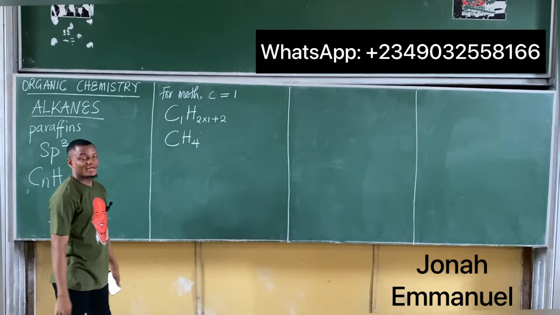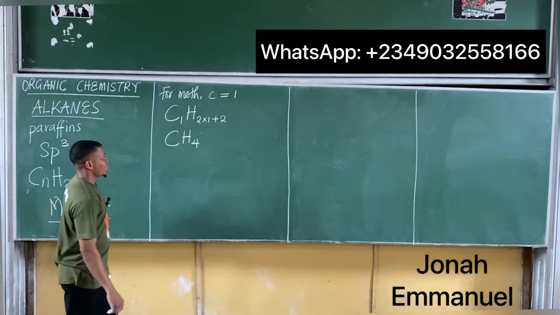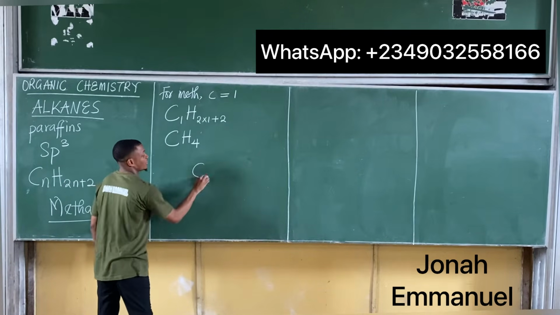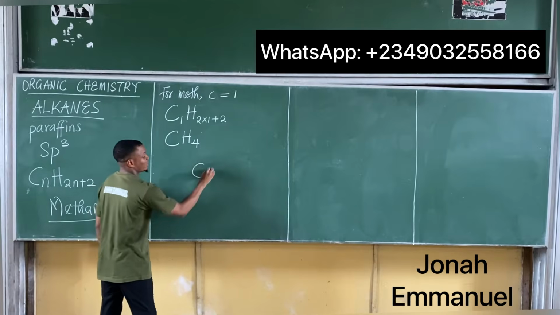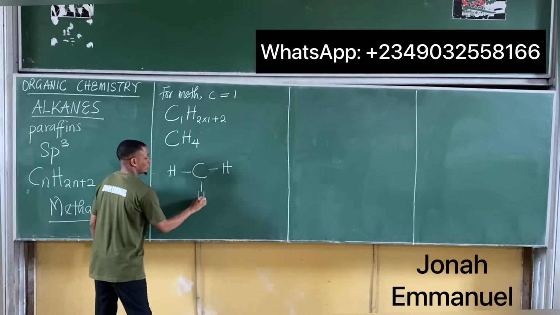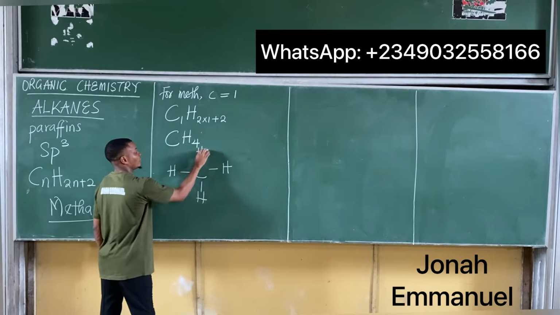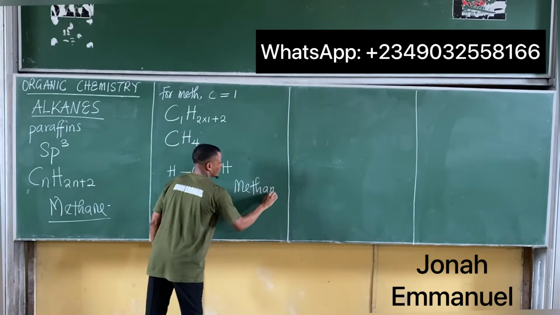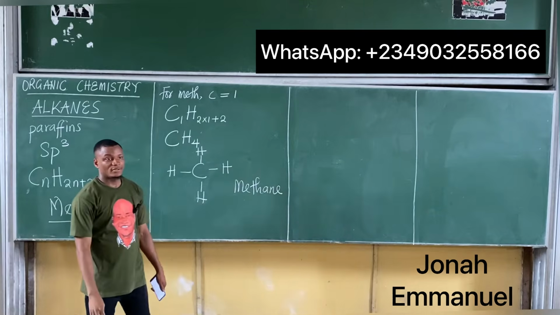So I have CH4. If I want to write this in structural form, it becomes C bonded to 4 hydrogens: 1, 2, 3, 4. So this is methane.